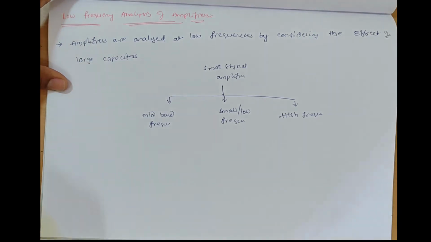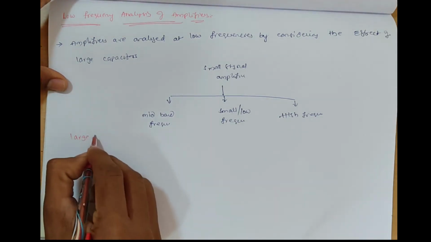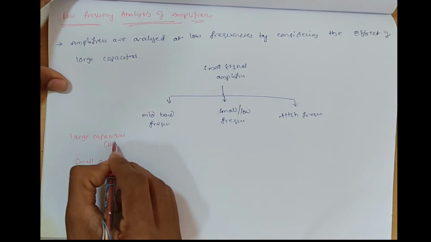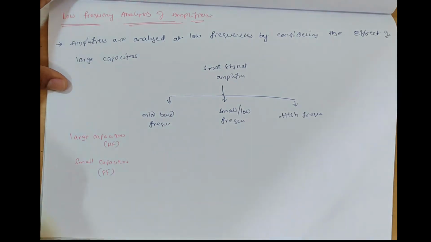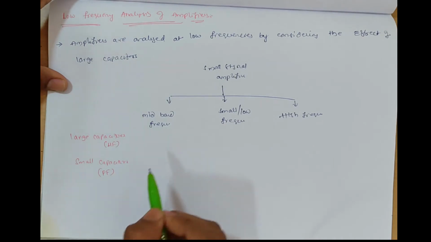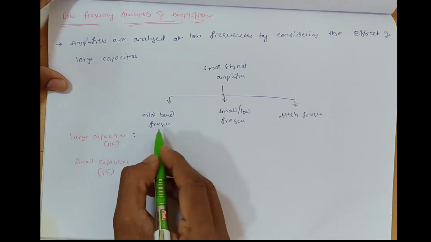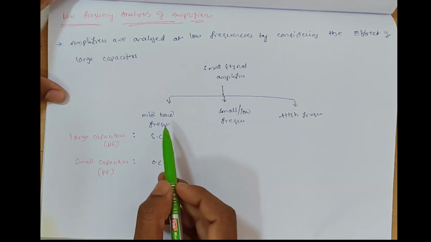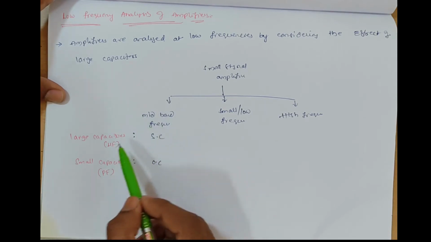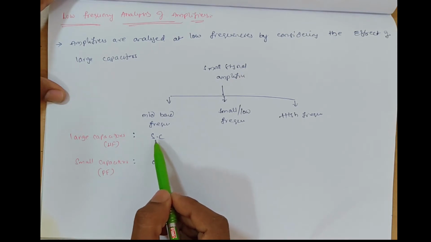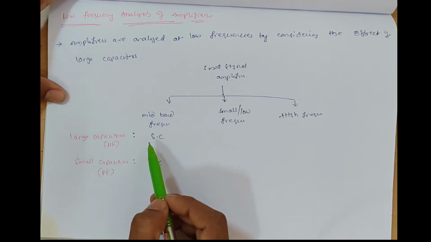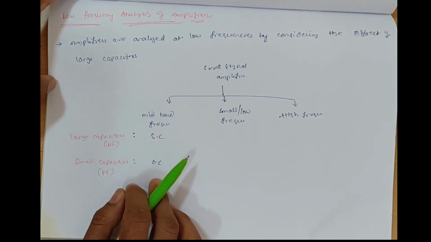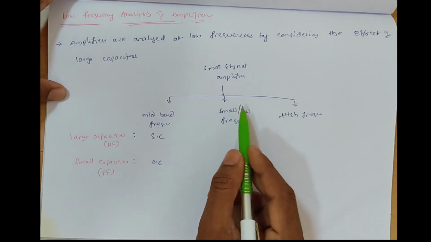So in this case we assume two types of capacitors, large capacitors and small capacitors. Large capacitors means they are in microfarad, and small capacitors are in picofarad. In mid-band frequency analysis, we consider the large capacitors as short circuited, and small capacitors as open circuited. That means the larger capacitors, which are in microfarad, are short circuited, and the smaller capacitors, which are in picofarad, are open circuited.